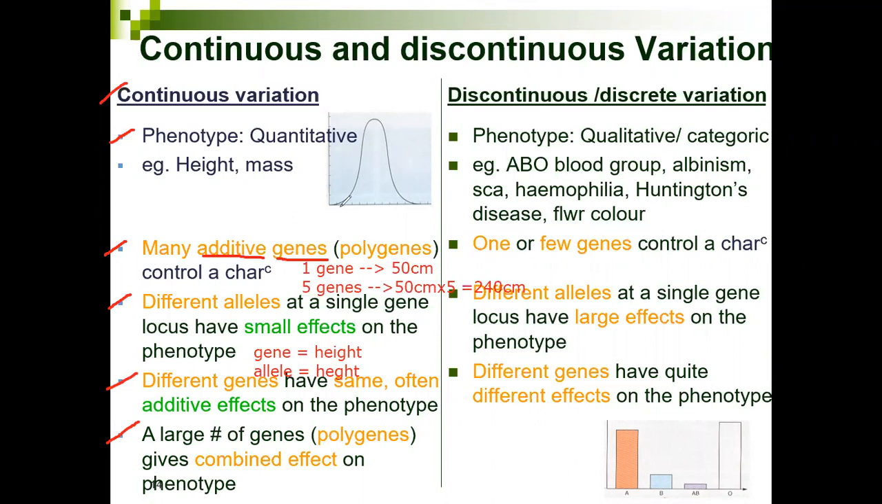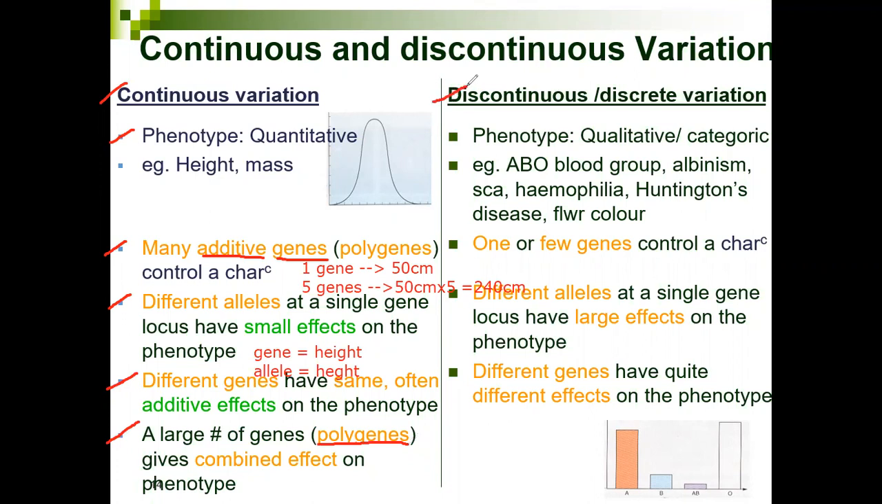So whenever you've got a continuous variation for a phenotype, usually it's coded by polygenes. Polygenes means many genes are involved coding for the same phenotype, and the effect is additive. And the alleles will have very small effects. Different alleles have a very small effect on the phenotype.